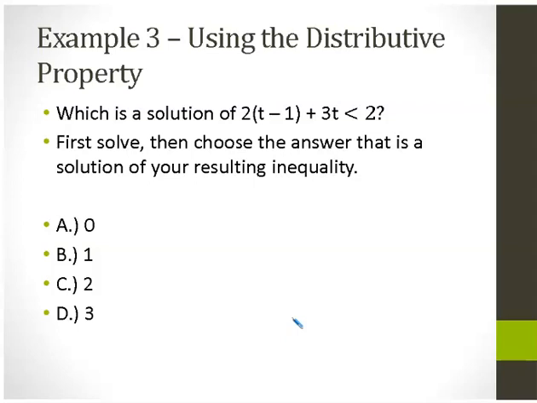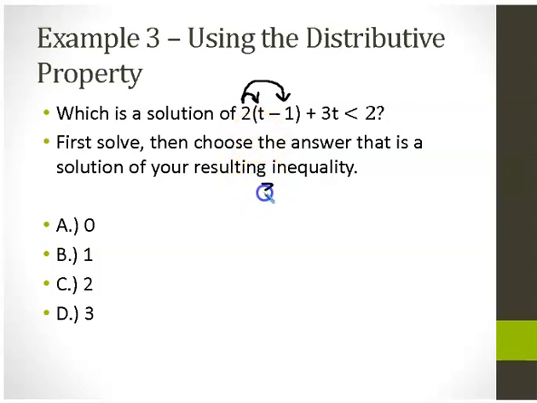Okay, so we need to solve this new one in example 3 where we're using the distributive property, which will be the first thing we do. We want to distribute this number out in front. We want to simplify on one side of the equal sign, one side of the inequality sign if we can. So we'll start here with the distributive property, and I'm going to write it down here.